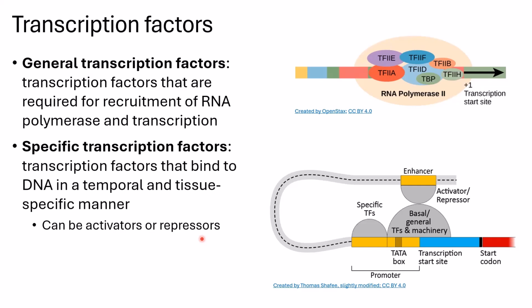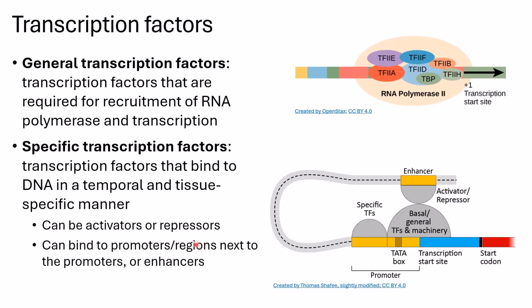Like general transcription factors, specific transcription factors can bind to promoters next to the gene they regulate or regions close to the promoters. They can also bind to enhancers, which are DNA sequences that are named for enhancing transcription of a gene, but are linearly far away from the gene they regulate. Something to keep in mind is that DNA is organized in 3D. So in 3D, the DNA can loop so that the enhancer and the transcription factor binding it is spatially close to the gene being regulated.